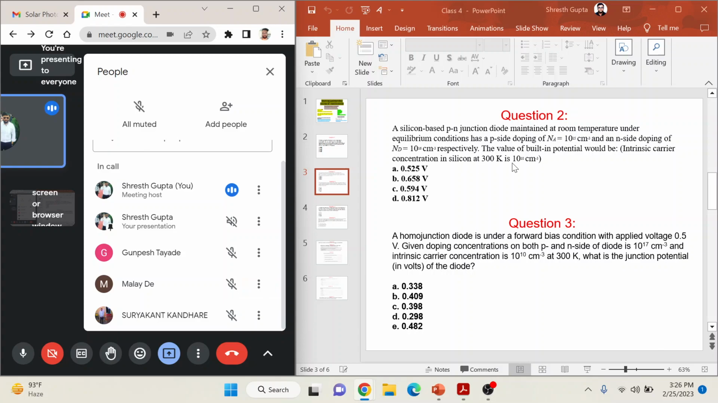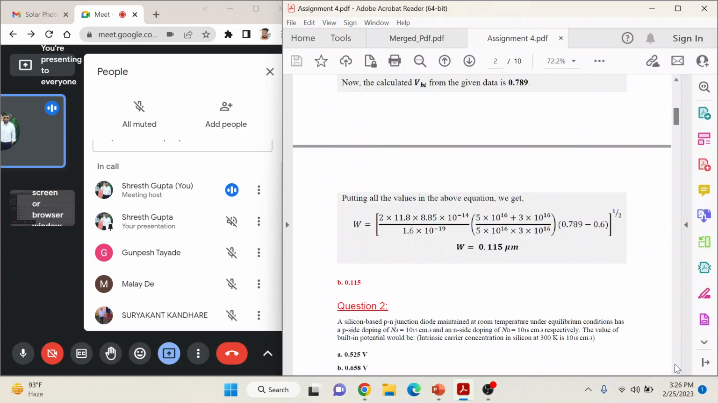So in question number two, we are trying to find out the built-in potential when we are given a p-side doping of Na equal to 10 raised to the power 15 centimeter cube inverse and n-side doping as 10 raised to the power 16 centimeter cube inverse, and this p-n junction is maintained at room temperature. That means you can consider the value of kT by q, as Mele was saying, and then we have to find out the built-in potential. So now I'm going to show you the answer, and this kind of question will definitely be present in the assignments. So let's go to the answer.